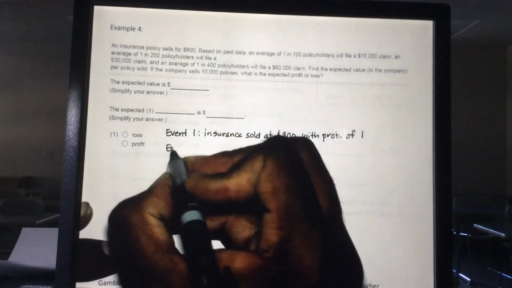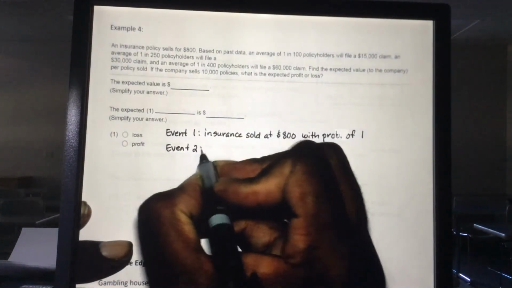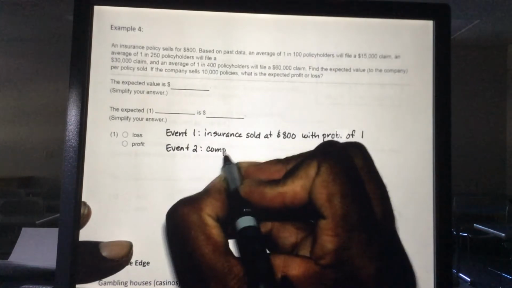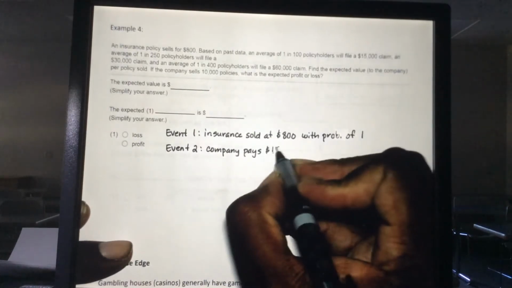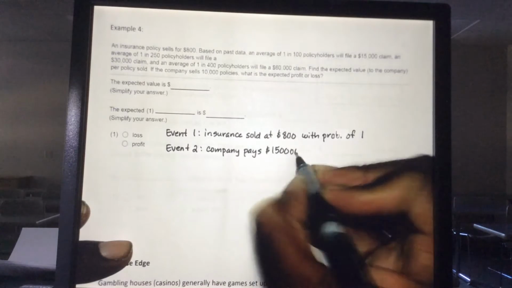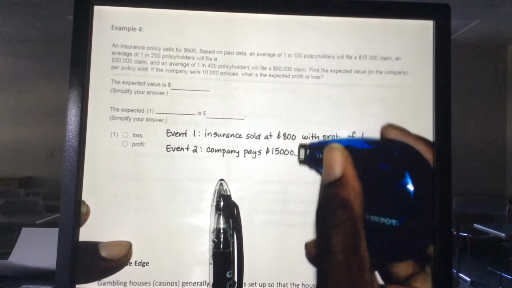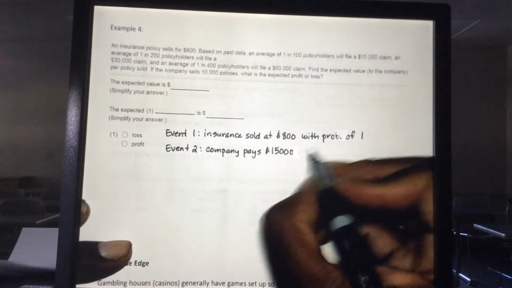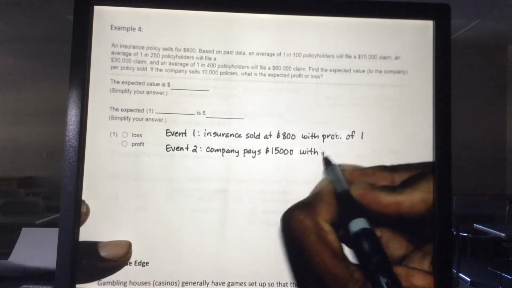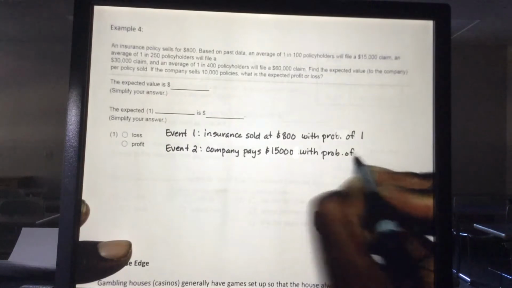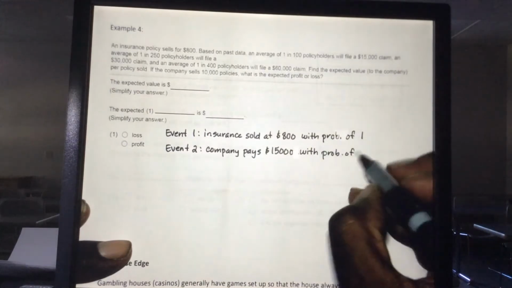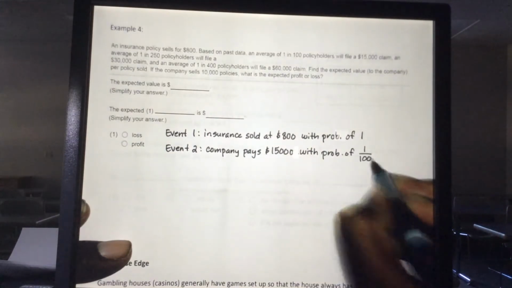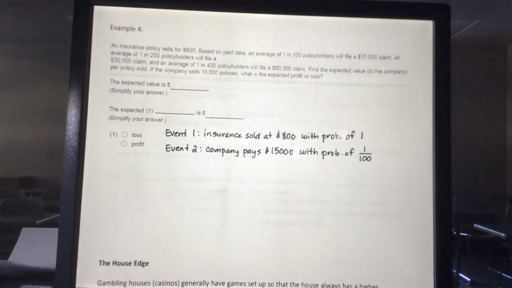Now event 2. The company is going to pay $15,000 with a probability of, not 1, because it says here, an average of 1 in 100 policyholders will file a $15,000 claim. So that's going to be 1 in 100. And that's going to be a negative value because the company is going to pay out that particular amount.